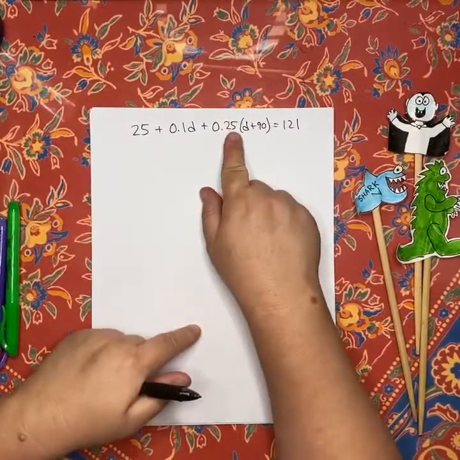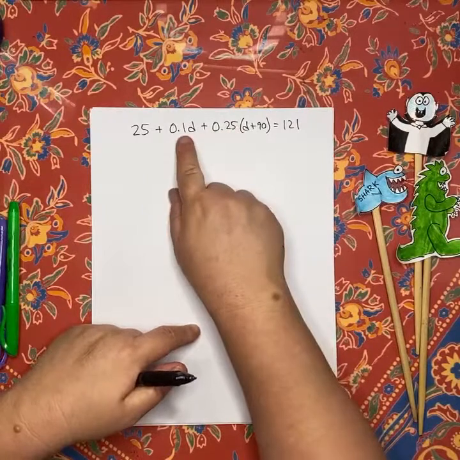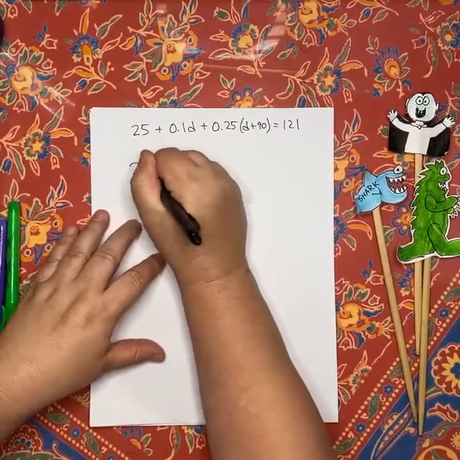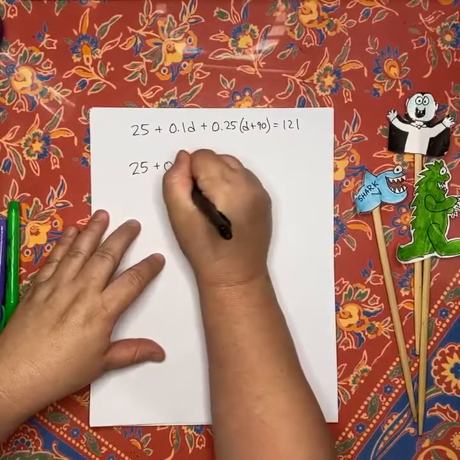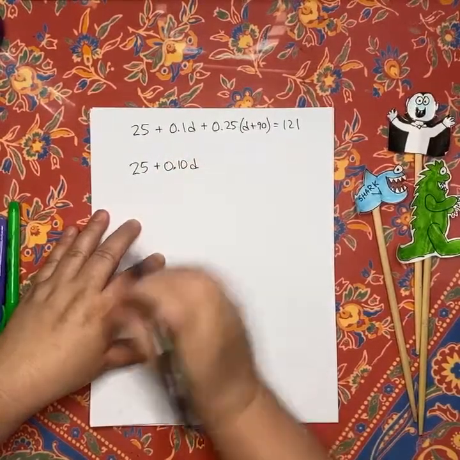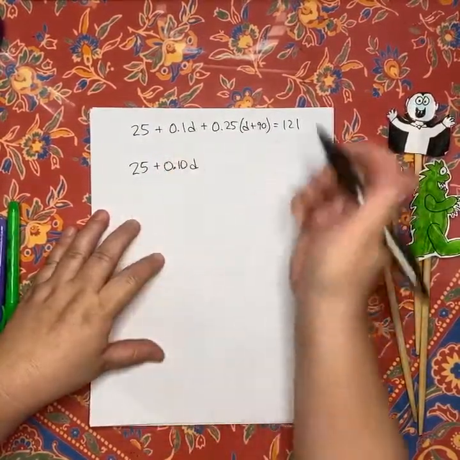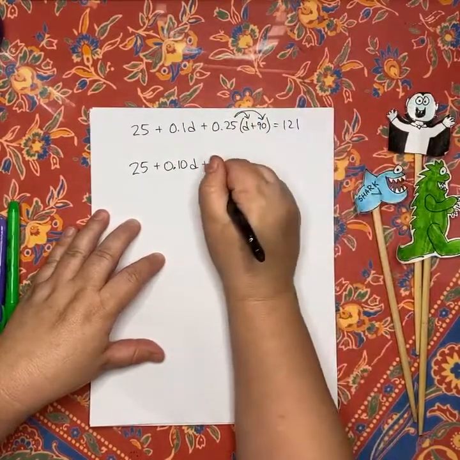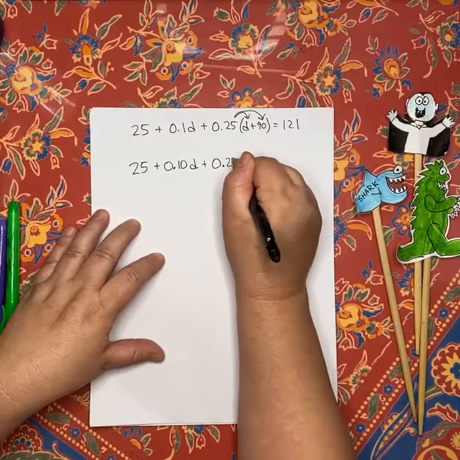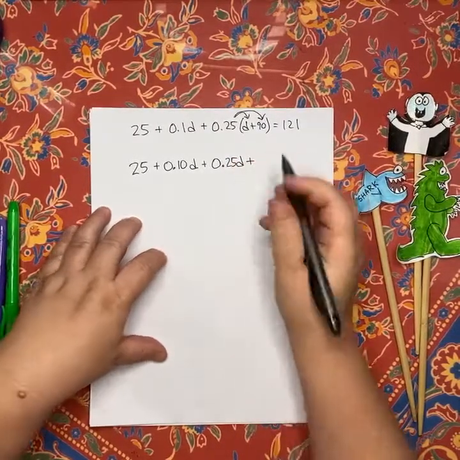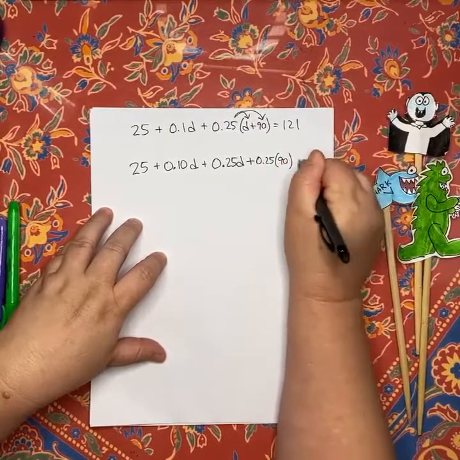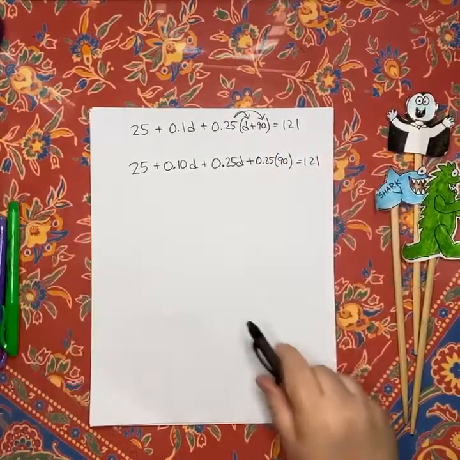Given that this has 2 digits, I will probably go back to writing this as 2 digits. What does that mean? I'm going to write it as 25 plus 0.10 D, just so that they all match. And then the 0.25 is going to go multiplying through. So I get 0.25 D plus 0.25 times 90, and the whole thing equals 121.